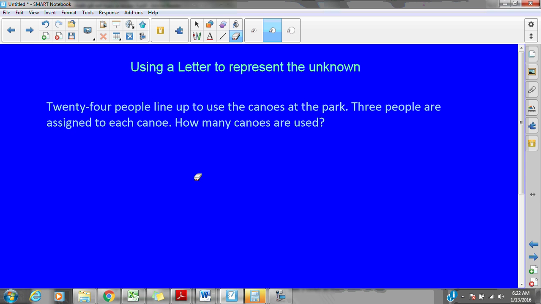So right now, I'm going to look and see what I'm being asked to do. I'm going to find the question. The question is asking me how many canoes are used. What do I know that's going to help me solve the problem? Well, I know that 24 people line up to use the canoes, so I know I have a total of 24 people who want to use them, and I know that 3 people are assigned to each canoe. So for every canoe, there are going to be 3 people in it.